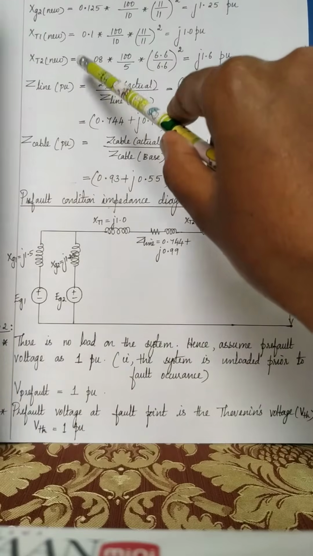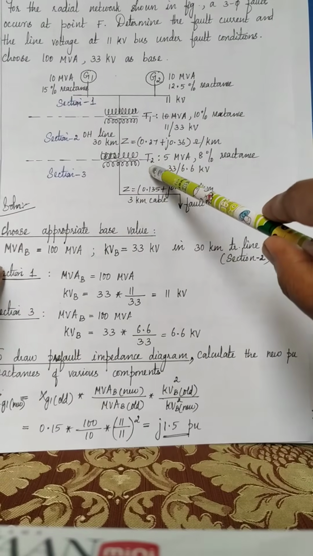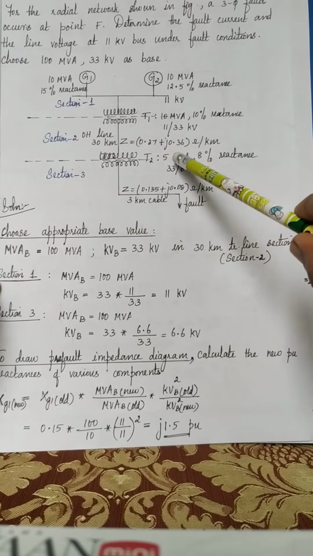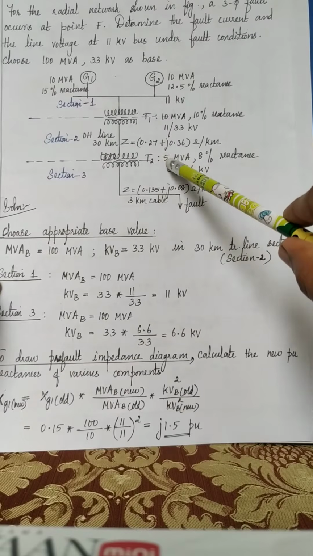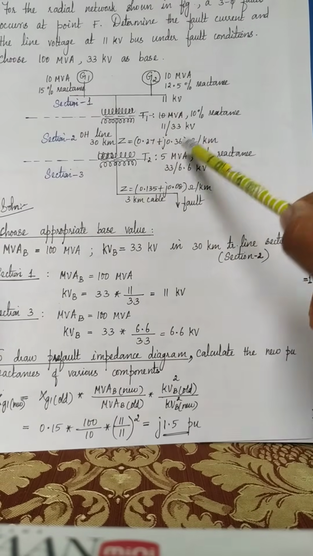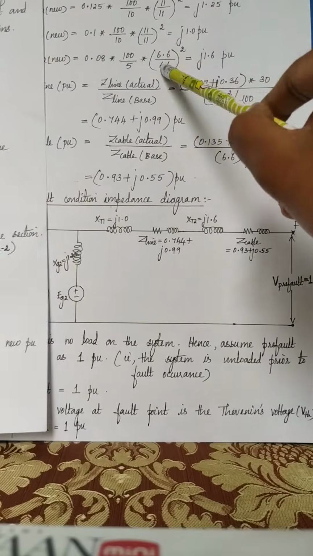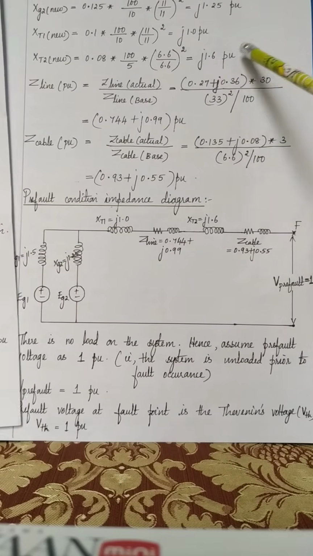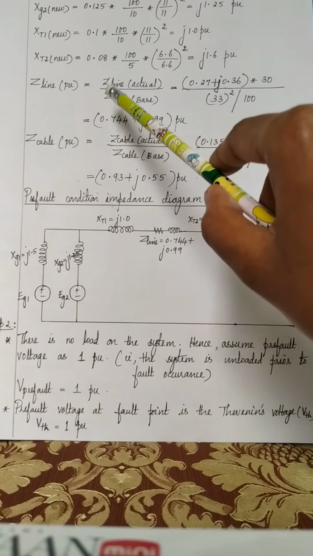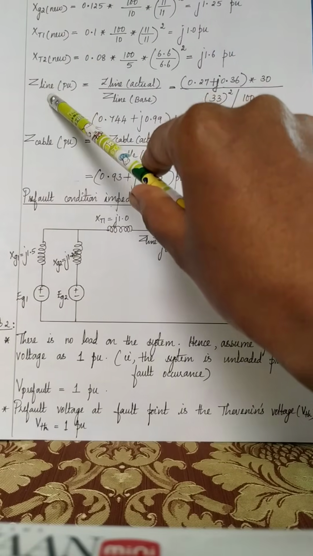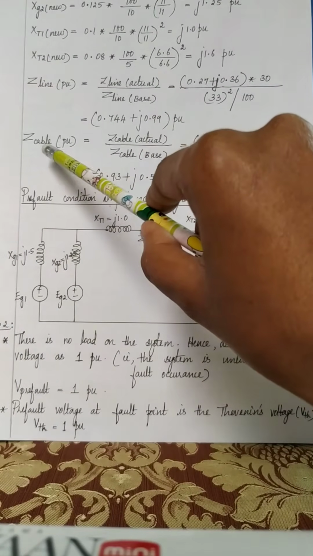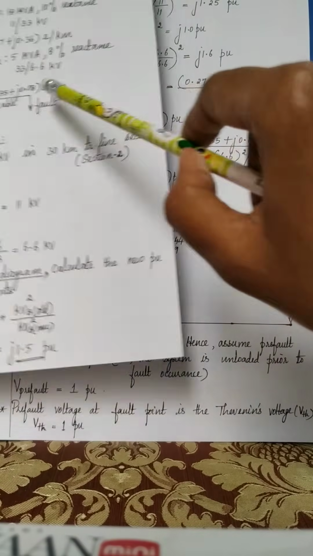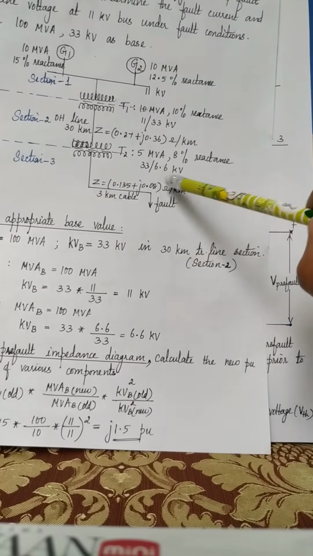In the same way, find XT2 new. For transformer 2, old is 0.08 into new MVA 100 divided by old MVA 5, into, with respect to the primary, we can take 33 by 33, or with respect to the secondary, if you take, it is 6.6 by 6.6, which will give j1.6 per unit. Okay. But coming to the 30 kilometer transmission line, Z line, and the 3 kilometer cable, Z cable, the values are given in ohms per kilometer.